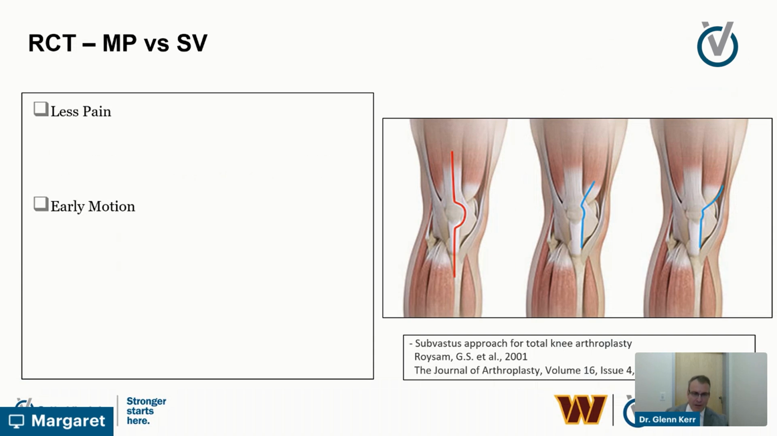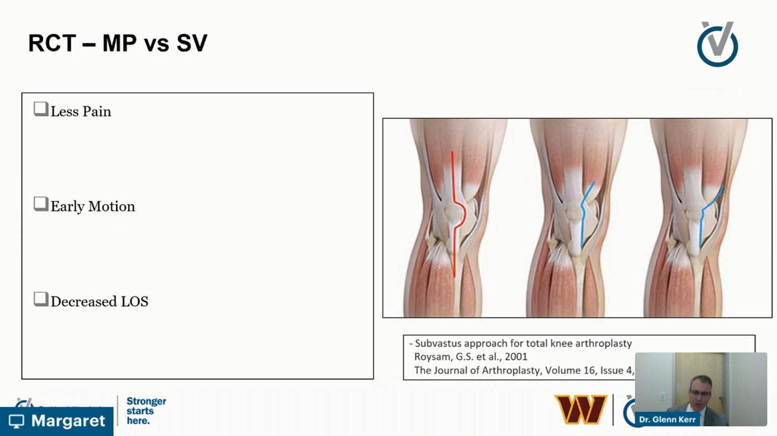And the third thing they looked at was the length of the hospital stay. And it's interesting, this study was done in 2001. So the good length of hospital stay was 3.2 days. And the bad one, which was the medial parapatellar, was 5.8 days. And that's much longer than almost anybody stays in the hospital after a knee replacement surgery. So that was kind of dated.